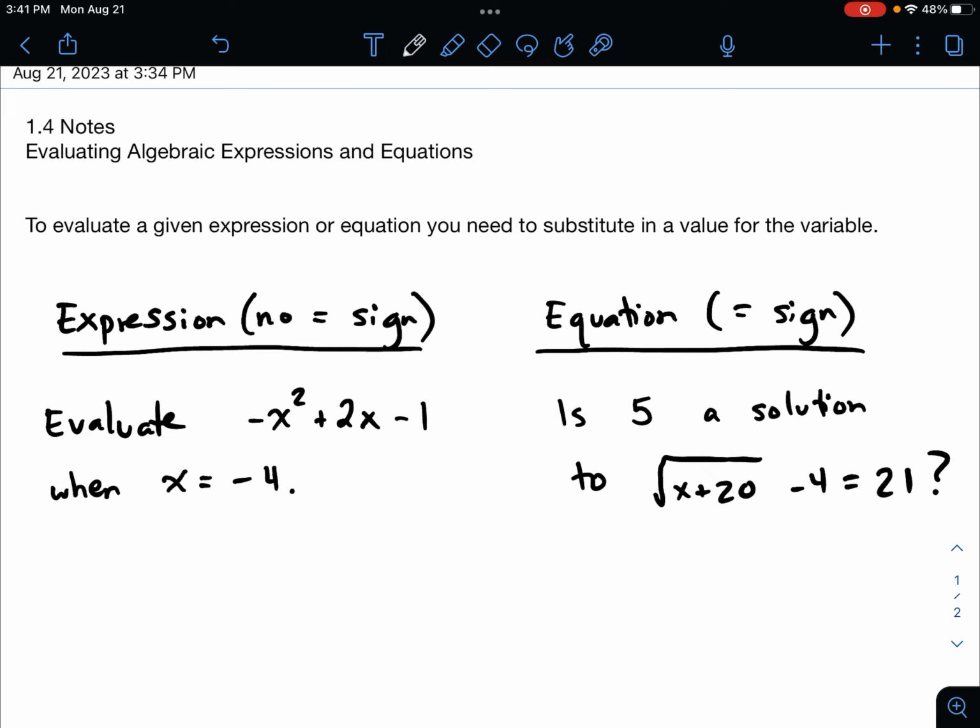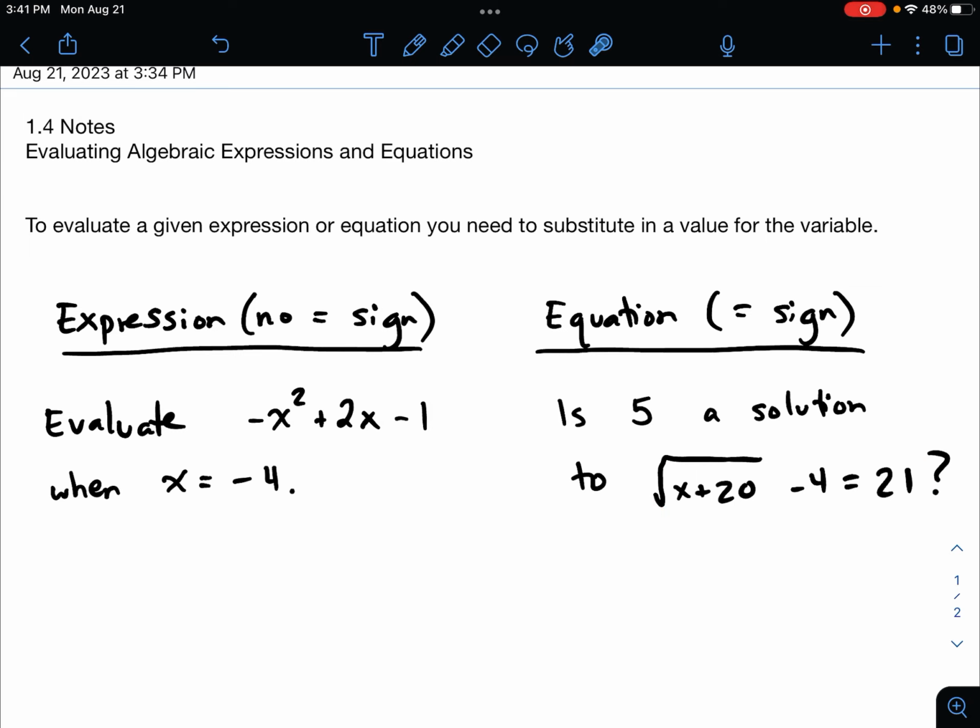Now there's two different scenarios, right? The first scenario is when we're talking about an expression. Remember, an expression does not have an equal sign. So for example, when we look at -x² plus 2x minus 1, this would be an example of an expression because there's no equal sign here. An equation does have an equal sign. So if we look at the square root of x plus 20, all minus 4 equals 21, notice we see an equal sign, so this would be an example of an equation.